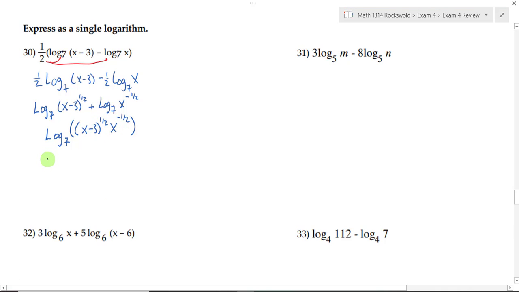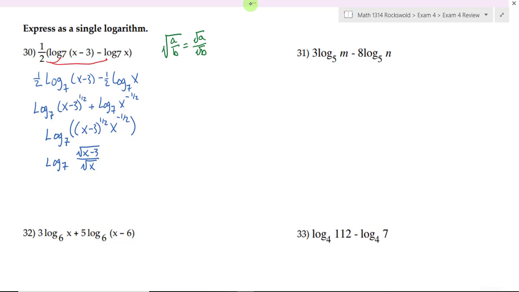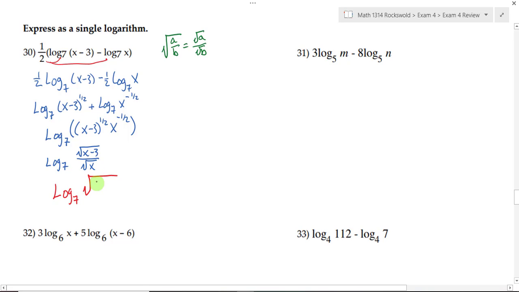So when I do that, that gives me log base 7 of, now I'm going to write this as an exponent. This will be the square root of x minus 3 divided by the square root of x. Because we have a distributive property for radicals that says if you have the square root of a divided by b, that's equal to the square root of a divided by the square root of b, I could rewrite this as a single radical, and my final answer would be log base 7 of the square root of x minus 3 divided by x.